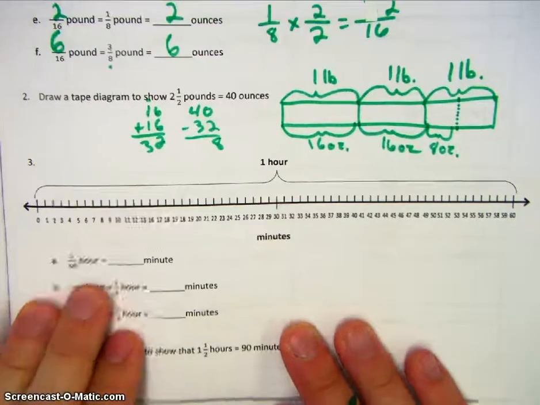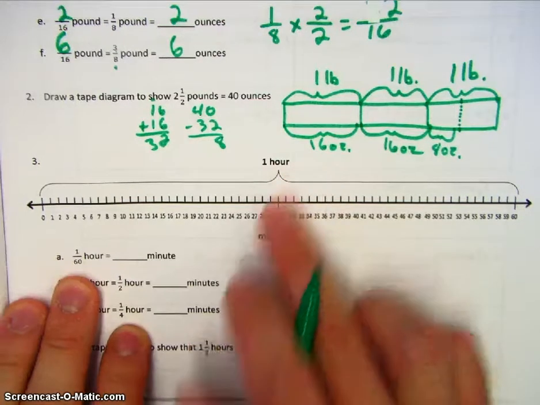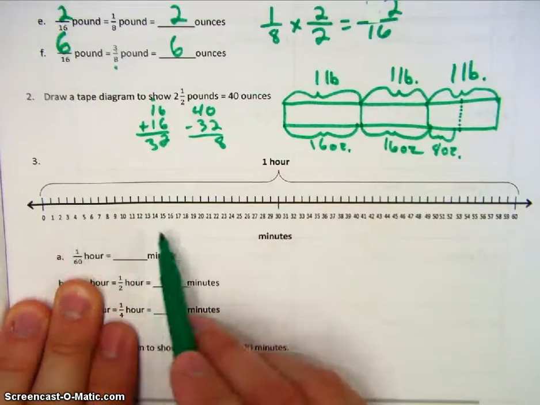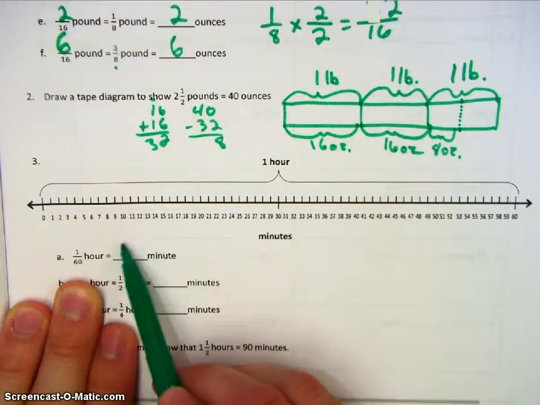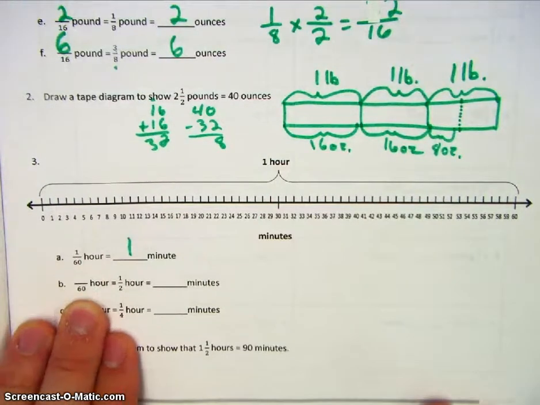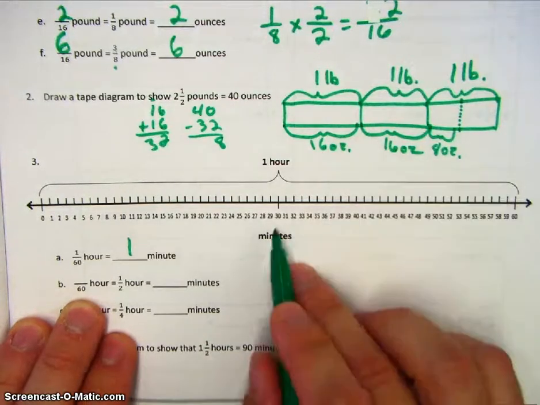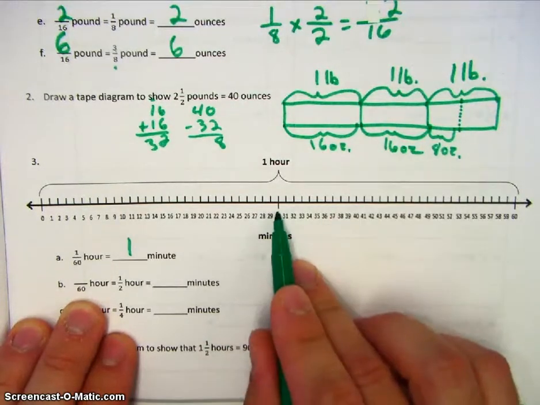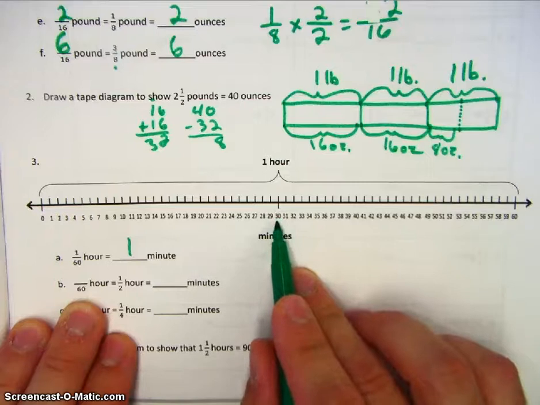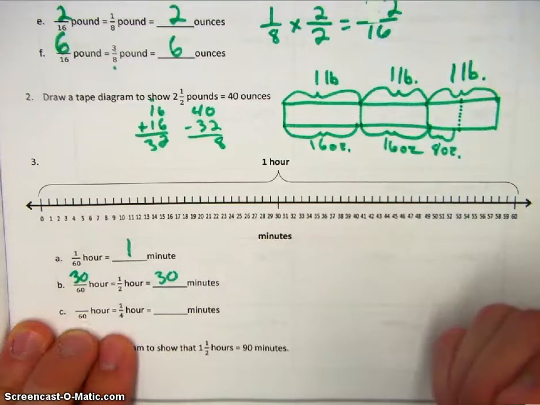Okay. All right. Now moving on to number 3, we're going to move on to time. So we know that there's 60 minutes in 1 hour. So that means each minute is 1/60th of an hour, because there's 60 of them to make the hour. Then we think, what's half of an hour? You can see that little line in the middle showing that half of 60 is 30. So 30 minutes is half of an hour.